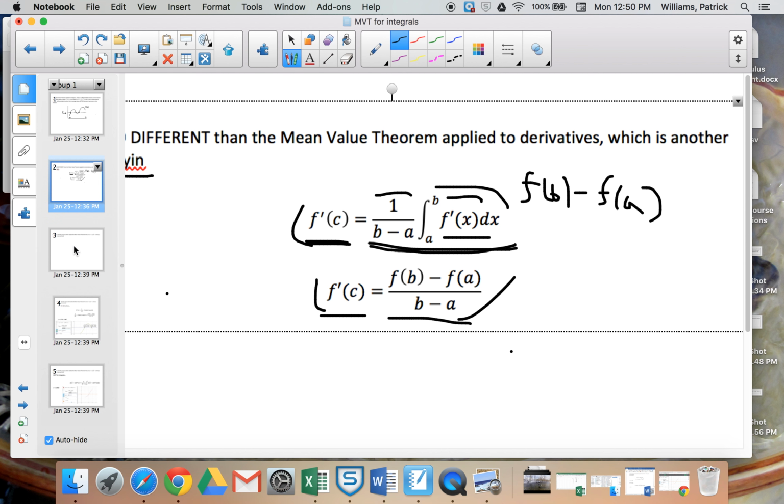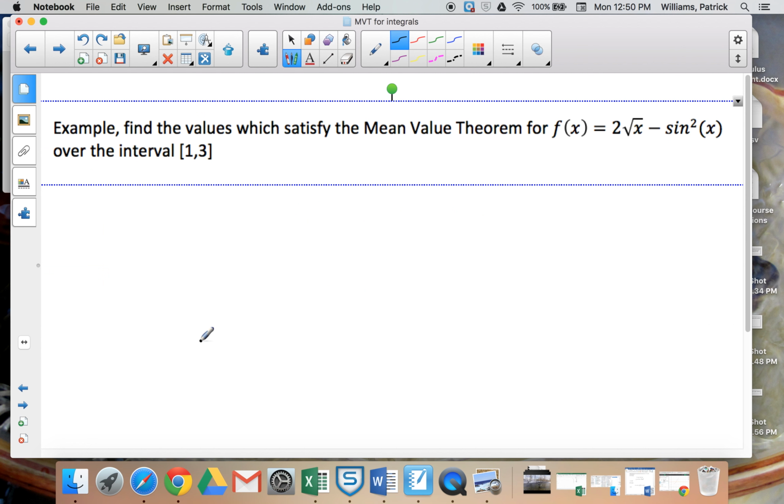All right, anyway, so now that you guys got this, try to see if you can find the values which satisfy the mean value theorem for this function over this interval. And what I want you to try is, just to refresh on the mean value theorem for derivatives, I want you to look at applying the mean value theorem to the derivative of this function to find where the average rate of change is equal to the instantaneous rate of change, but also apply it using the integral mean value theorem, which we just discussed, where we find at what points this function takes on its average value.